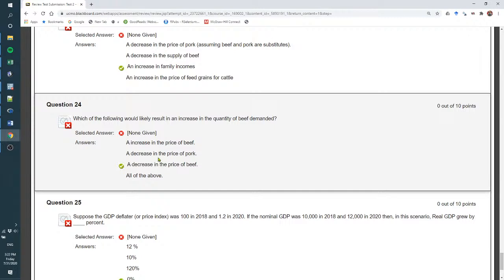Which of the following would likely result in an increase in the quantity of beef demanded? All right, so we're talking about changes in quantity demanded. That is a movement along the demand curve, meaning that our demand curve is staying fixed. And so that's when we're applying the law of demand. And so that's going to be a decrease in the price of beef. So as the price of a good falls, the quantity demanded of that good increases.